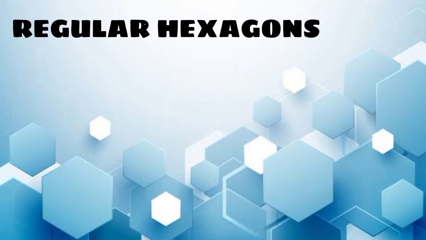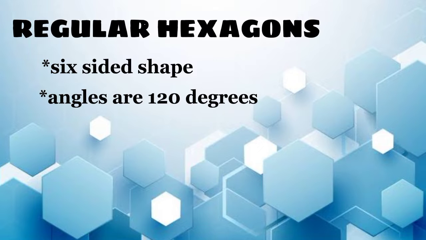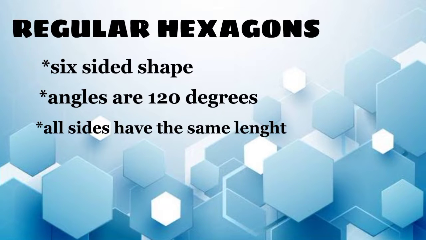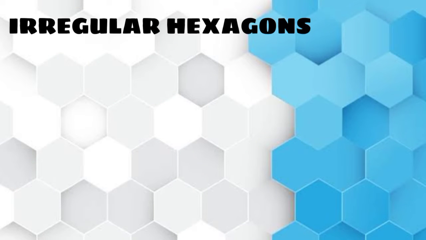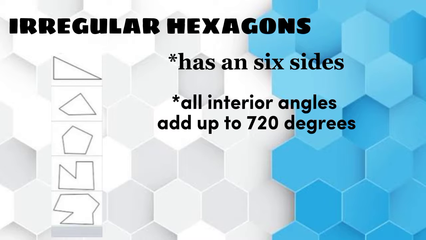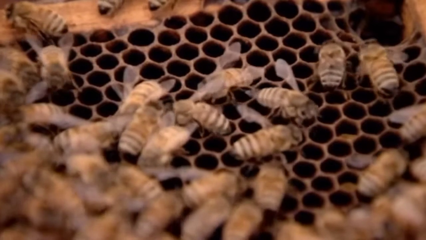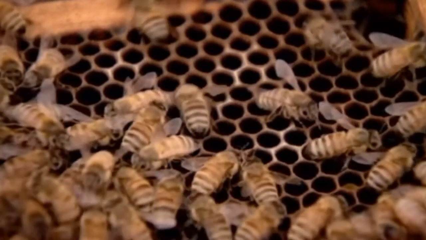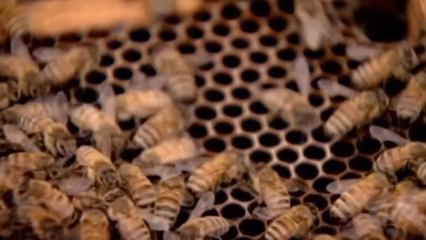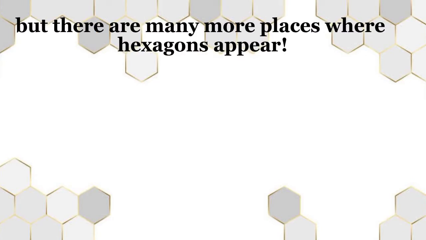Regular hexagons are a six-sided shape in which all the angles are 120 degrees and all sides have the same length. An irregular hexagon has six sides and all interior angles add up to 720 degrees, just like in a regular hexagon. The even structure of honeycombs is an obvious example of regular hexagons in nature. But there are many more places where hexagons appear.